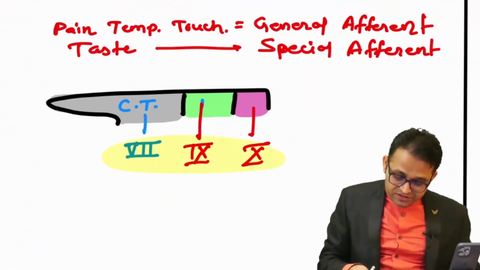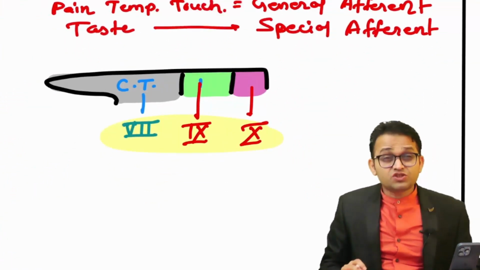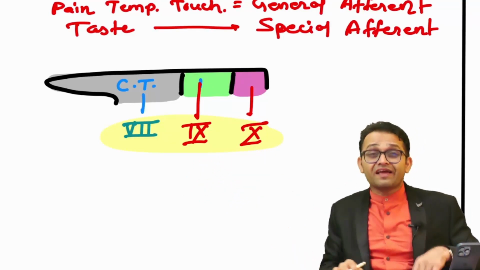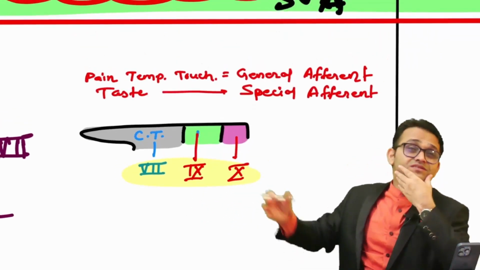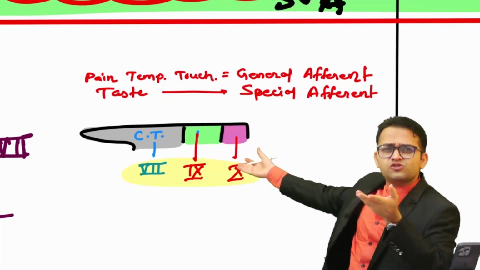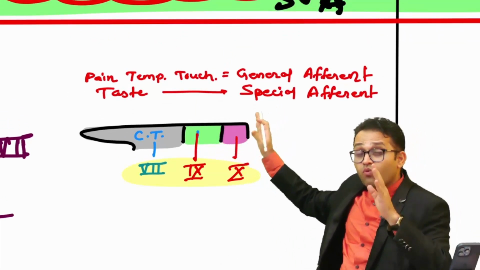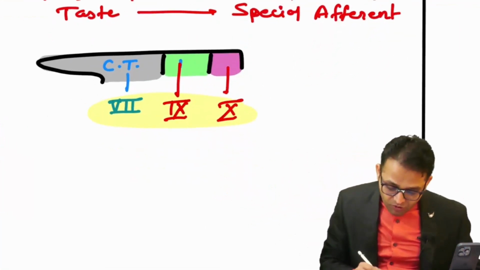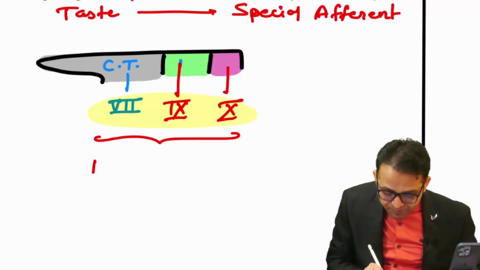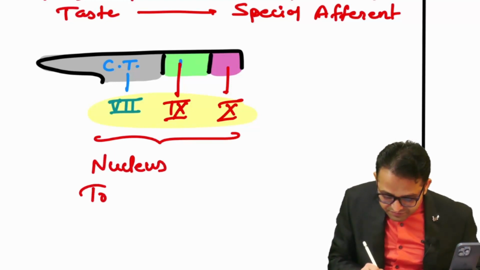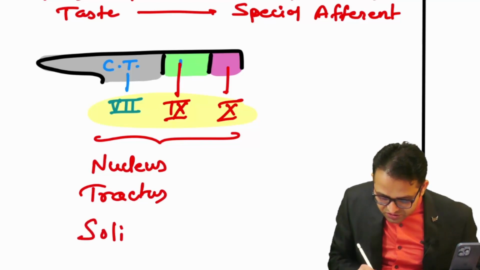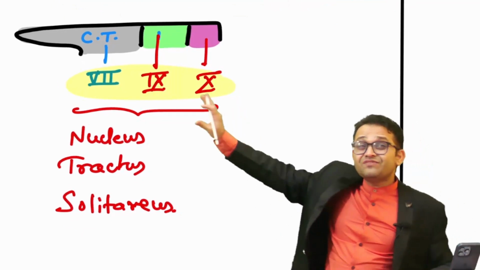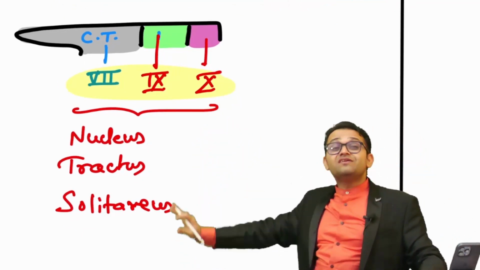So what do you have to remember, sir? These three, the facial, then the ninth and then the 10th, are carrying the general sensation of the tongue part, and also the special sensation. Also remember, sir, these are united together and make one common nucleus. That common nucleus is known as the taste pathway: the nucleus tractus solitarius. So these 7, 9, 10 are our common nucleus.